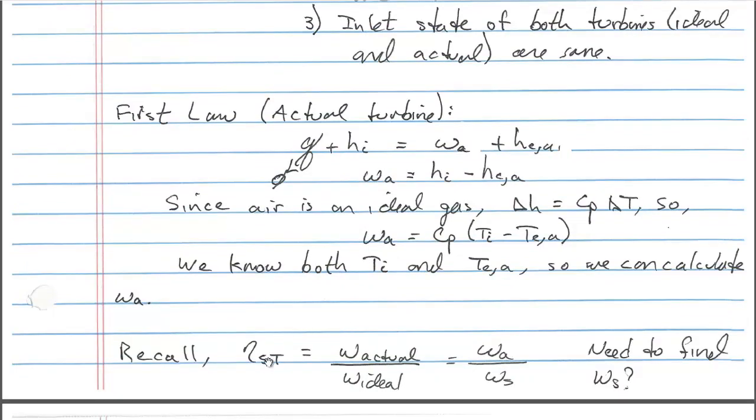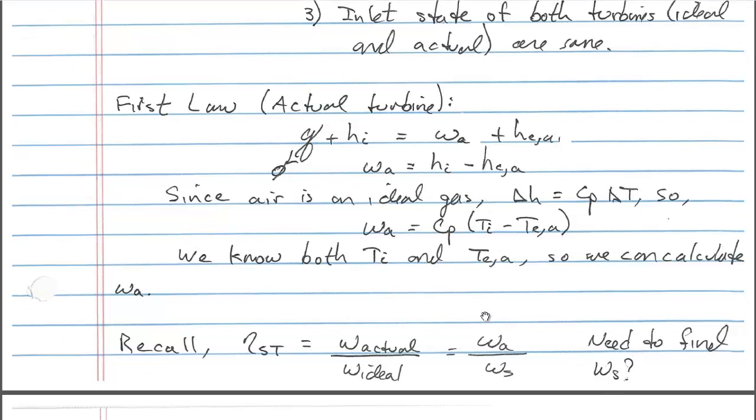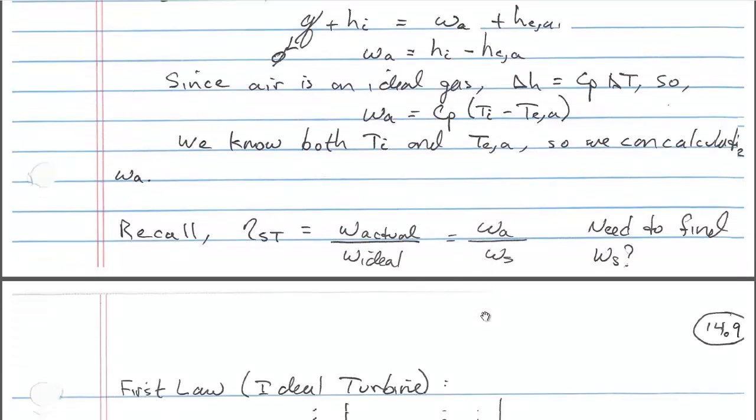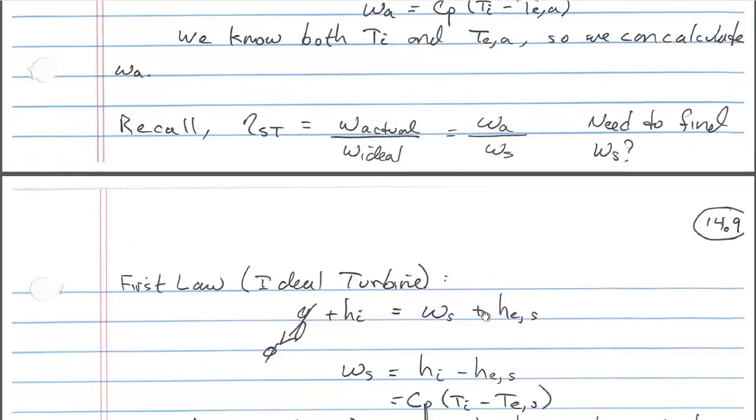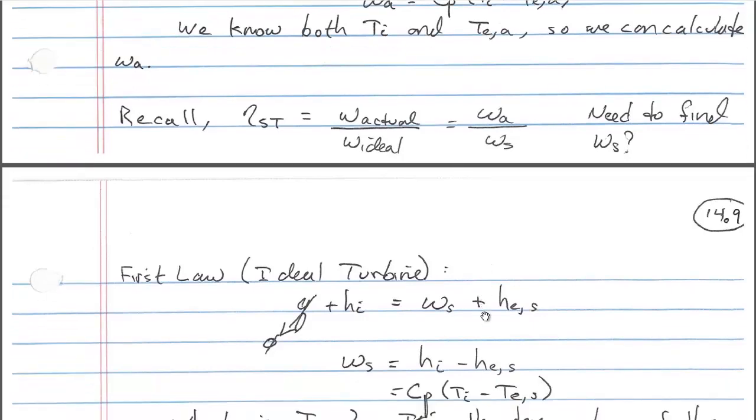Okay, so if we look at our definition for the isentropic efficiency for the turbine, it's the actual work divided by the ideal work. We need to calculate this. That's what we're tasked to do. We know W actual, so we just have to figure out W ideal. So the question is how do we find the ideal work transfer, W sub S? Well, the way that we find that is we now change our control system analysis to the ideal turbine. So rather than focusing on the actual turbine, we'll now focus on the ideal turbine.